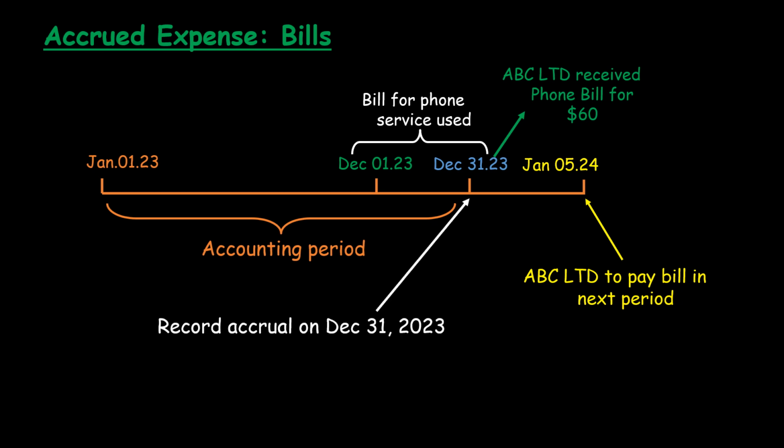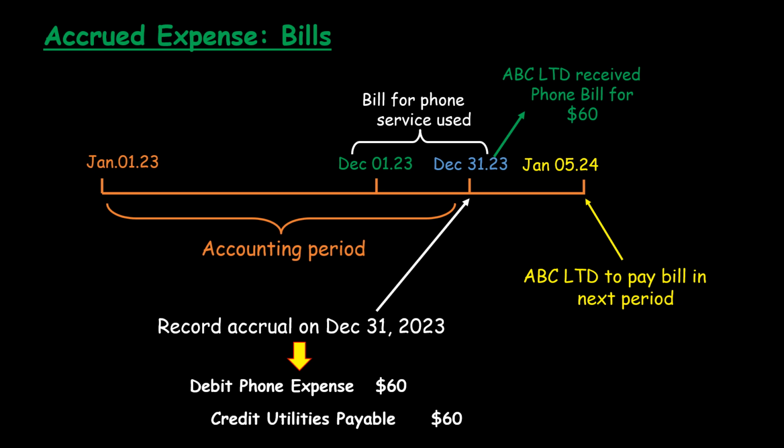So now on December 31st, we need to record an accrual. An accrual means you have to record this as an expense. So since a service is used, we are going to debit that as an expense. What is the name of the service? Phone. So we are going to debit phone expense $60. On December 31st, we did not pay it, so that makes it payable. So we will add the word of the service that is used, so it will be phone payable credit. But generally, businesses will use the word utilities payable as well. On January 5th, when it is paid, cash will be credited and the liability utilities payable will be debited.